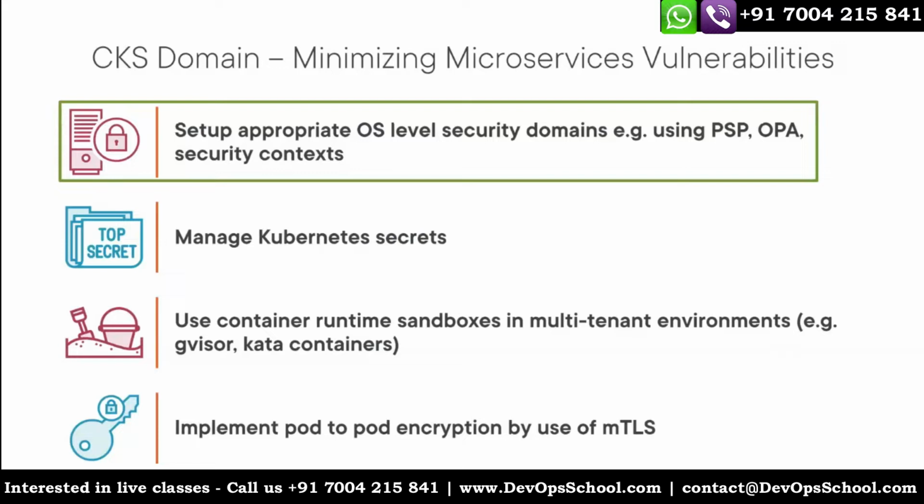So for this, we have some of the applications like PSP, OPA and so on. For the security context, we also need to manage the Kubernetes secrets. We are also going to check some of the output from gVisor and Kata containers and stuff like that. And we're also going to check mTLS, which implements pod to pod encryption by use of mTLS. So these are the things which we are going to discuss. This is about finding out the microservices vulnerabilities and stuff like that.